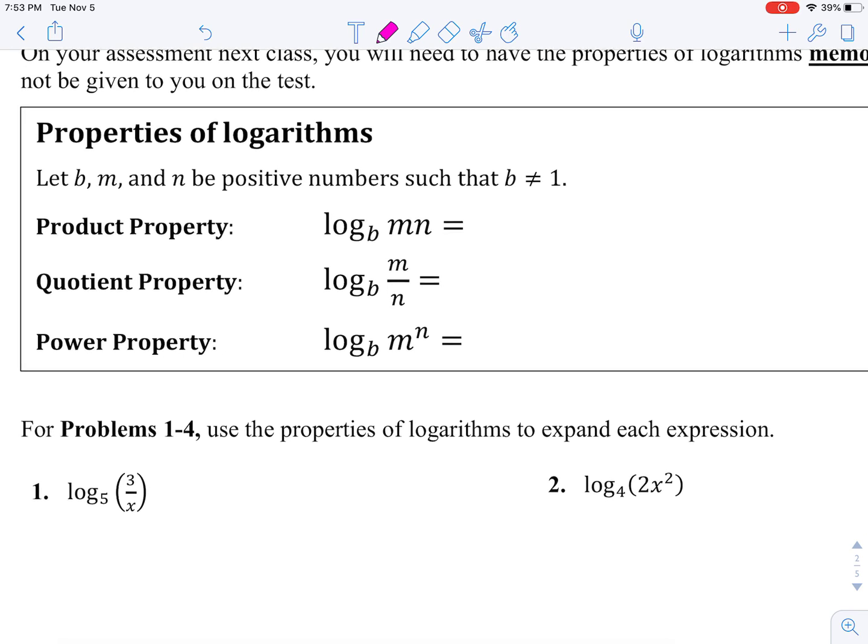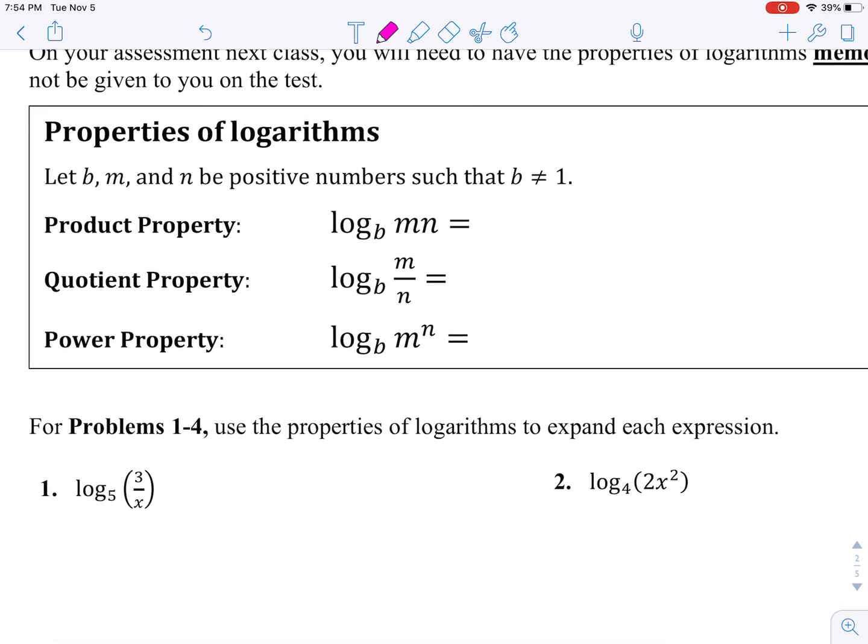Okay, these properties have all been written into your notes. So you guys have these, so you can refer to those. If you don't have them in your notes for some reason, you could always Google them, but I'm not going to take the time to rewrite them again. 1 through 4, use the properties of logarithms to expand the expression. So we need to use these properties above.